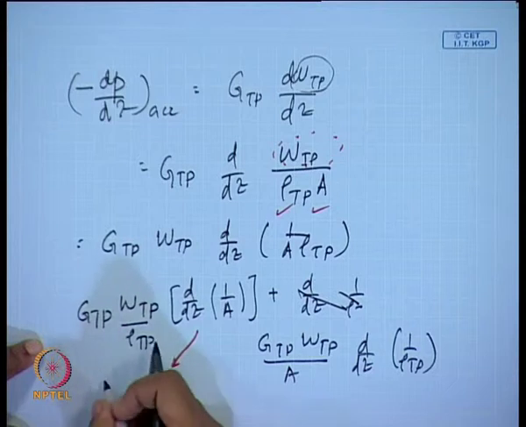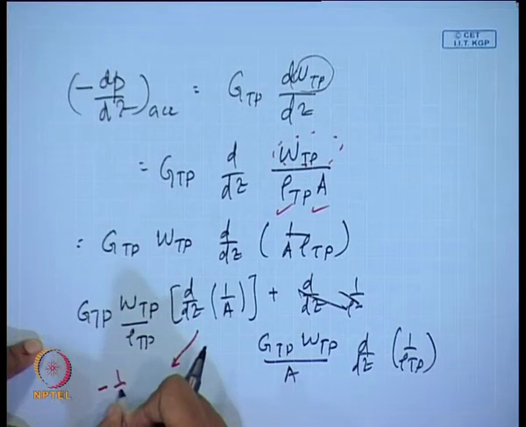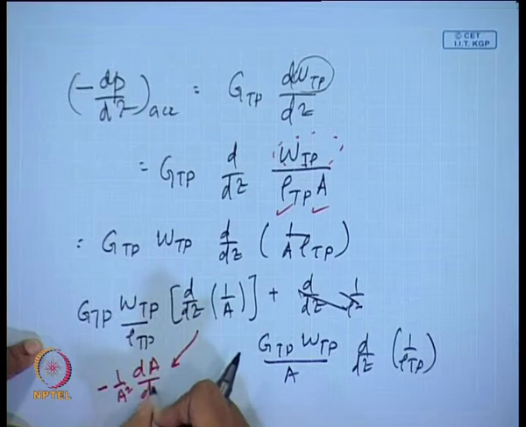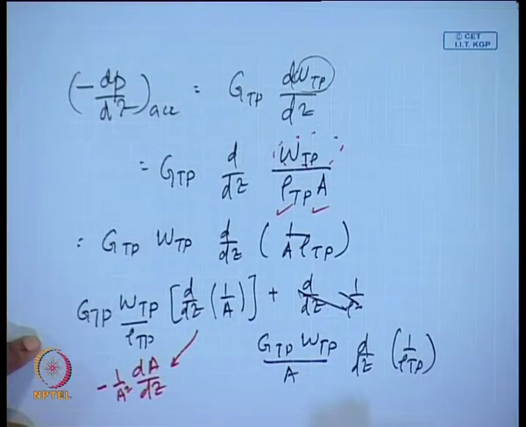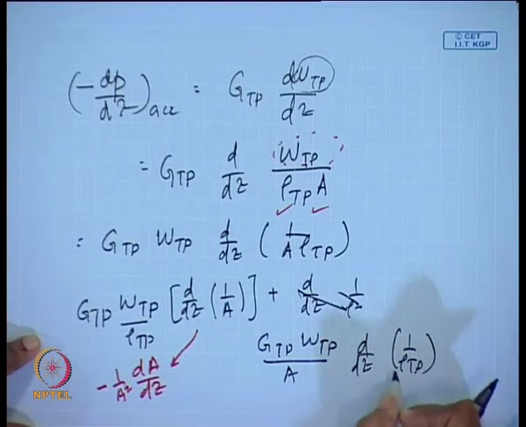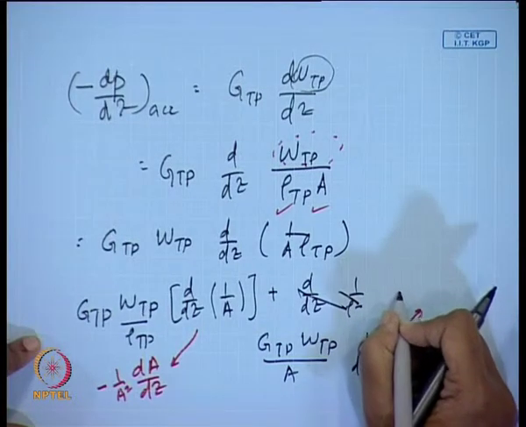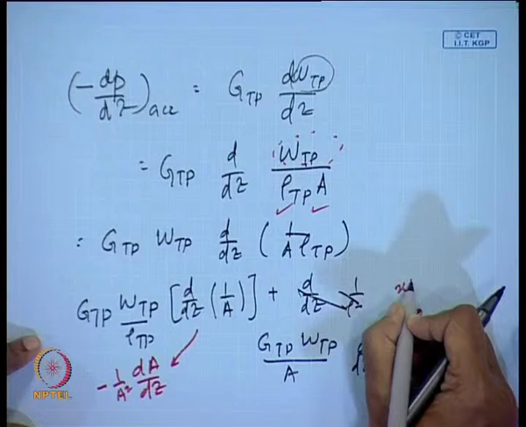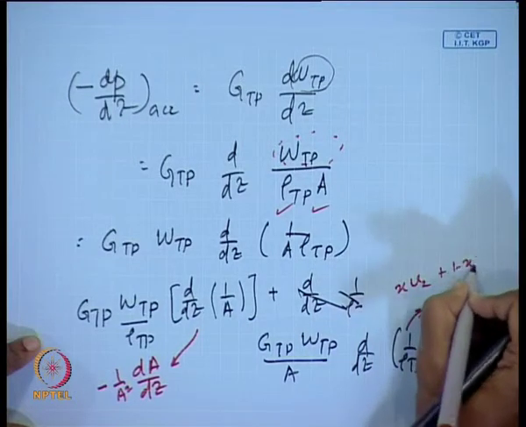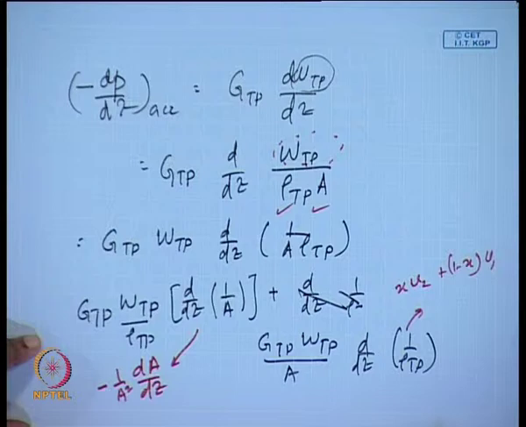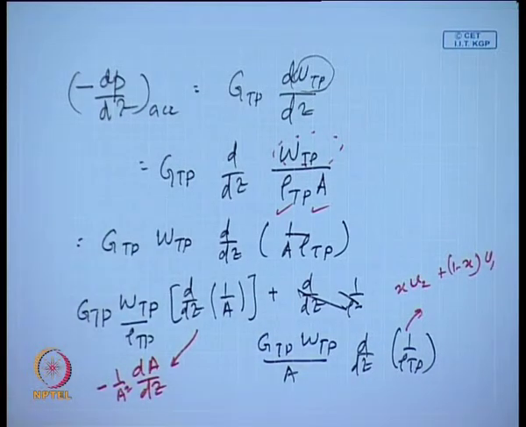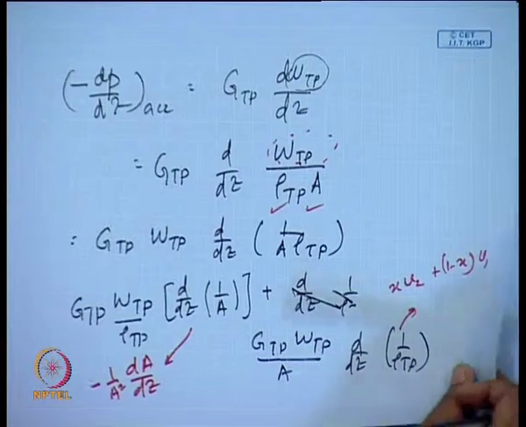d/dz of 1/A is nothing but minus 1/A squared dA/dz, right. Okay. So, this we can substitute in place of this, and if we have to do this, how can we write down 1/rho_TP? This is nothing but equal to V_TP. So, this can be written down as x V2 plus (1 minus x) V1, yes or no? So, we can substitute them and then we can get an actual expression of acceleration pressure gradient. Do it and then let us see what you are going to get.